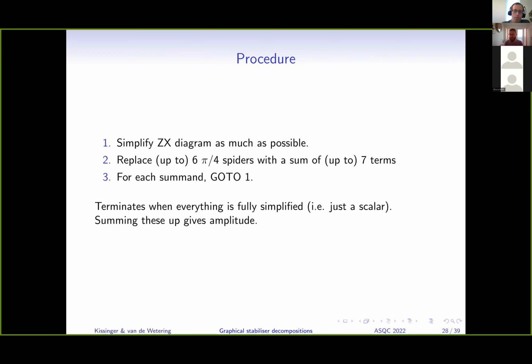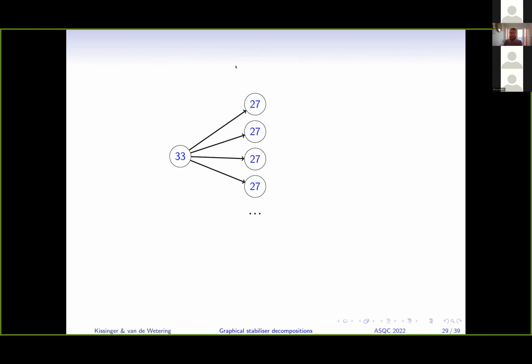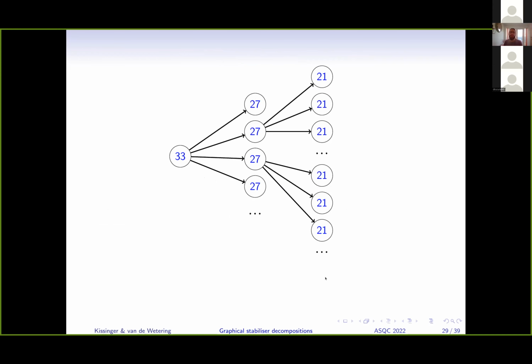Okay, so suppose here I'm just drawing a schematic of what I had on the previous slide. Suppose I have a ZX diagram or a circuit with 33 T-gates in it, and I have one instance of hardness 33. Well, I split that into 7 instances of hardness 27, and I split each of those into hardness 21, and so on. This is how the standard approach would work: you just decompose all the way, and then you simulate once everything is Clifford. And this produces, for instance, with the BSS decomposition, 2 to the 0.468 t terms.